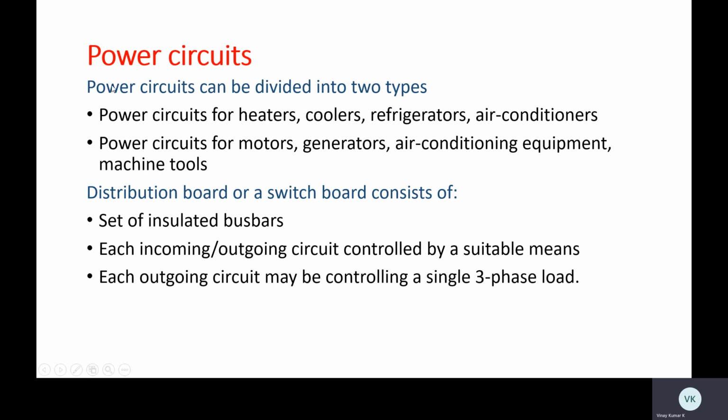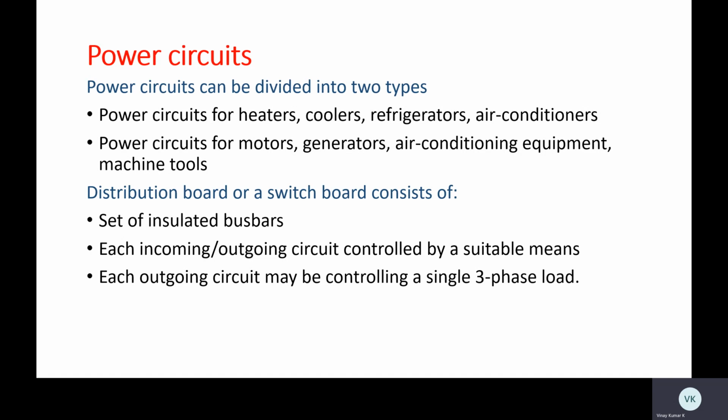And like that, the power circuits are also divided based upon the wattage loading conditions, that is, power circuits for heaters, coolers, refrigerators, and air conditioners. These come under home appliances. And the next thing is power circuits for motors, generators, air conditioner equipment, and machine tools. These come under industrial sets. So there are two types of power circuits.